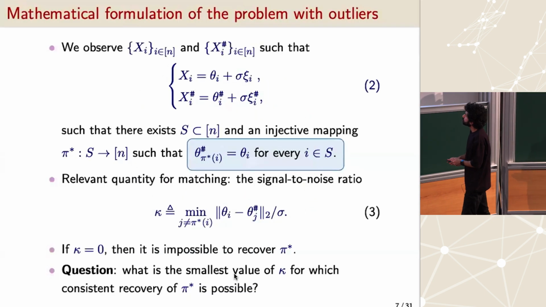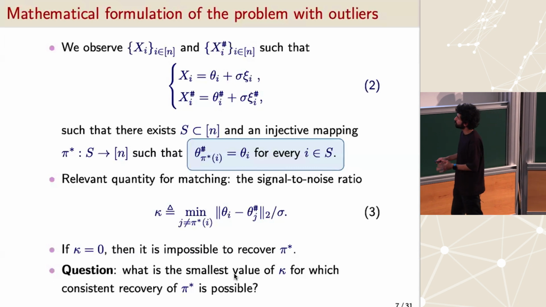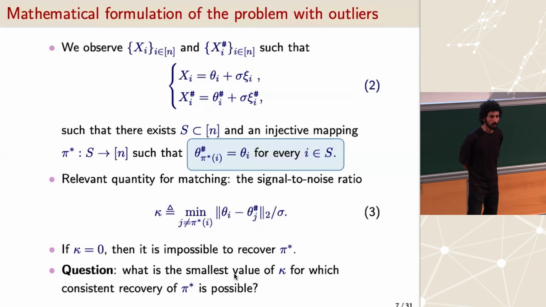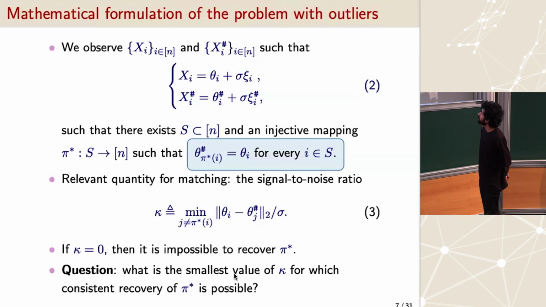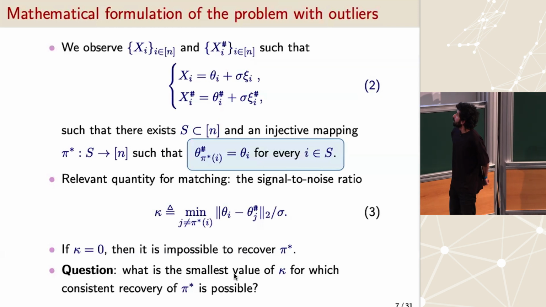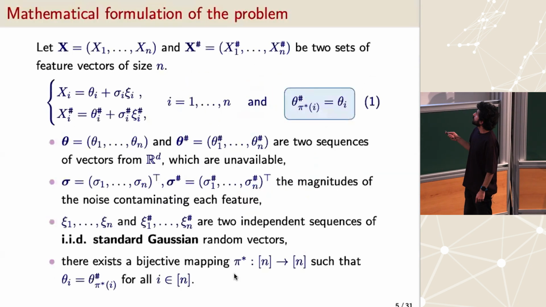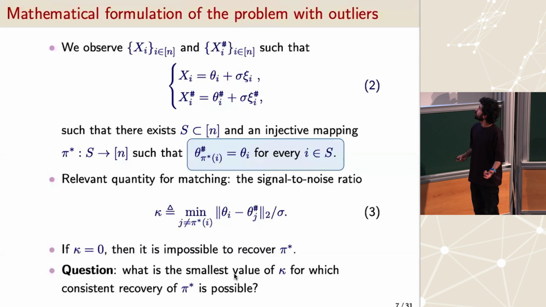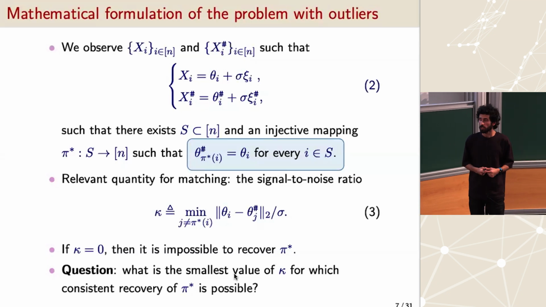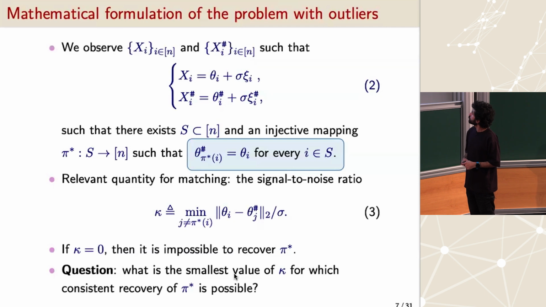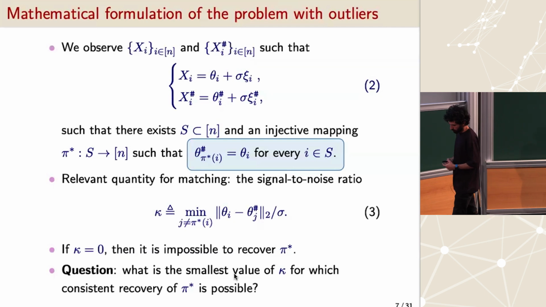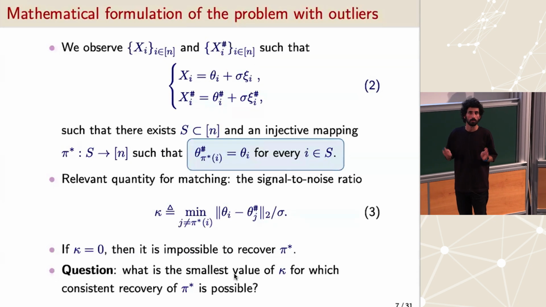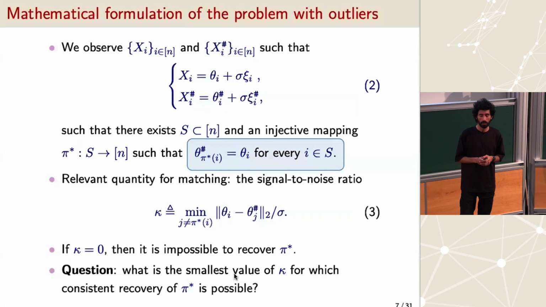All right, so let me introduce a few quantities that are relevant in this problem. The relevant quantity is the signal to noise ratio, which is defined by the L2 norm between the feature vectors divided by sigma, the magnitude of noise. Here I assume that sigma is the same, in the case of homogeneous noise, that the sigmas are all equal.